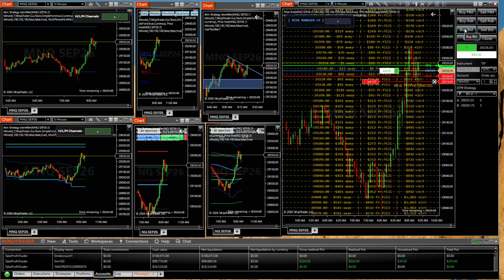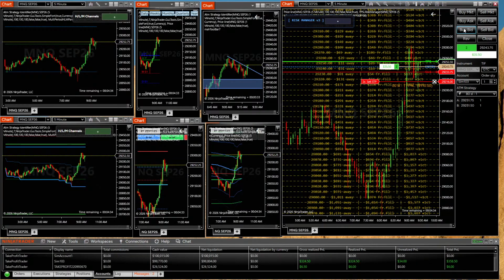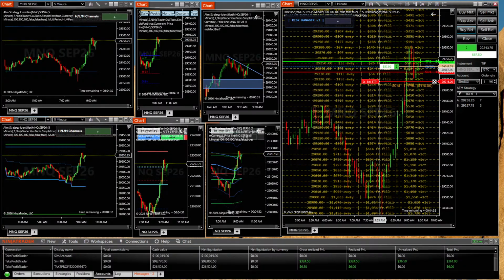At 10:30 a.m. Eastern Time, we get the EIA crude oil inventories. Crude oil inventories, a draw of 1.95 million expected. Prior was a draw of 1.692 million. Gasoline inventories, looking for a draw of 1.905 million. Prior was a draw of 1.533 million.